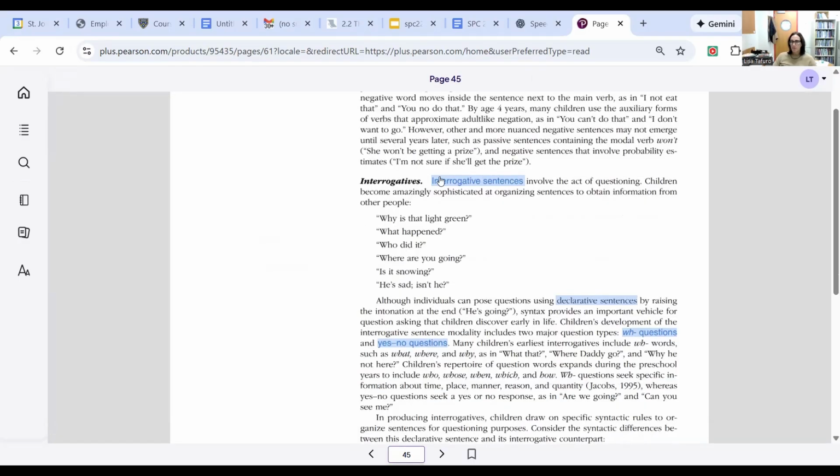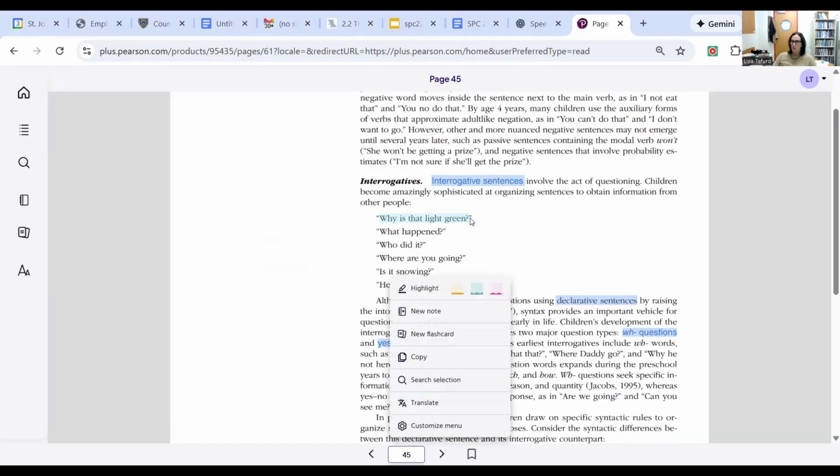And an interrogative is the same idea. It's taking a sentence, but it's asking a question, okay? So if I wanted to use a declarative here, I would say that light is green. But to ask a question, I have to say, why is that light green? So what am I doing? I'm changing the word order. What is word order? The rules that dictate or govern how words are combined, that's syntax.